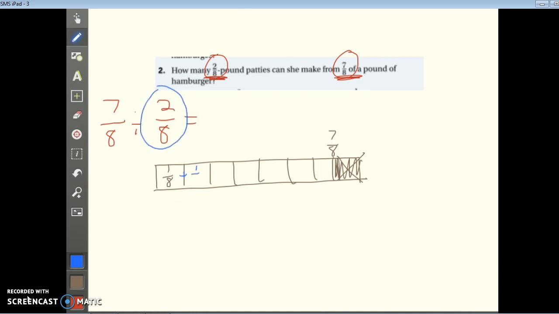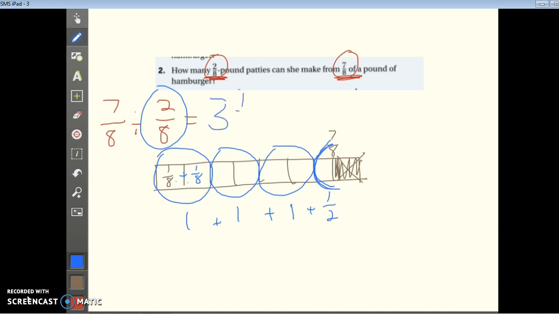So, looking at my model, I know that this section and this section, 1/8 plus 1/8, that's going to be 2/8. So that would mean that this would also be 2/8. This would also be 2/8. And this part right here, that's only half of 2/8, because we only have one out of the 2 pieces. So that means I have 1, 2, 3, and 1/2. So my answer is going to be 3 1/2.